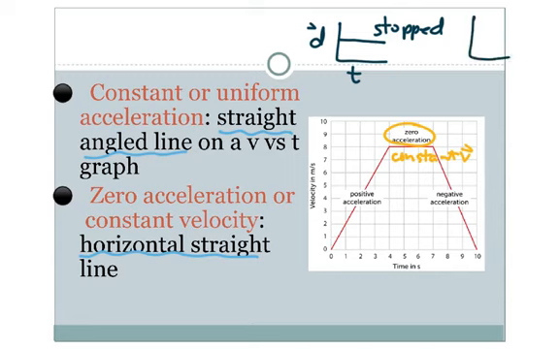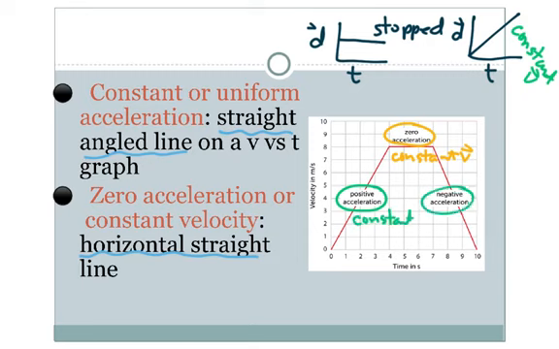Again, on a position time graph, when I saw that straight diagonal line, that meant that I had a constant velocity, whereas on a velocity time graph, the straight angled line now means a constant acceleration. And that can be in either direction.